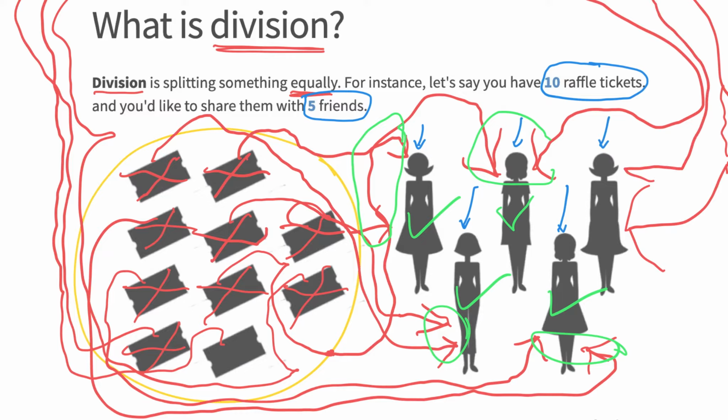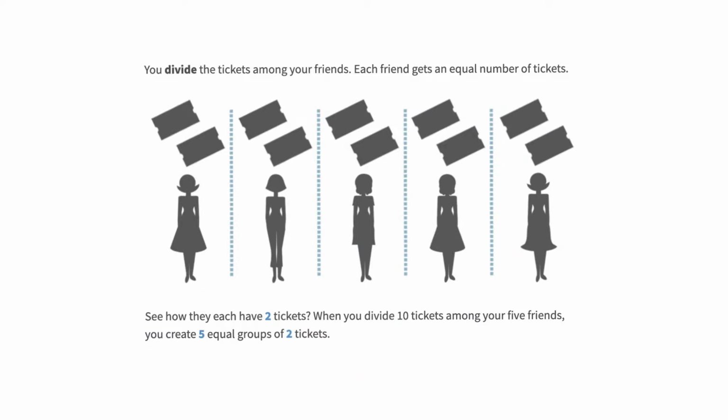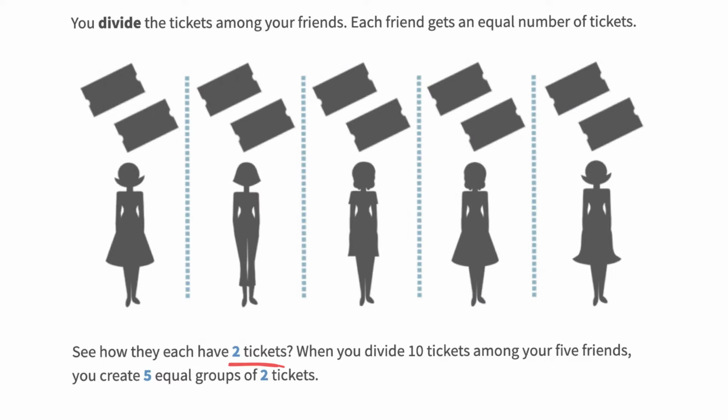Good. Okay. Circle it. Good job. So do you see how each of these people got 2 tickets each? So what you did, you created 5 equal groups of 2 tickets. Let's see what that looks like. So see how each of them have 2 tickets. 1, 2. 1, 2, 1, 2, 1, 2, 1, 2.